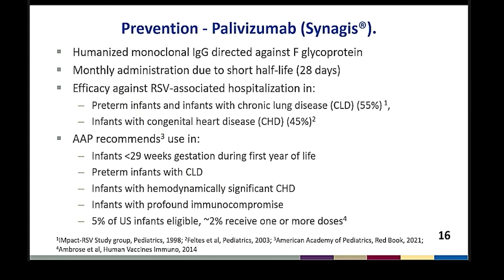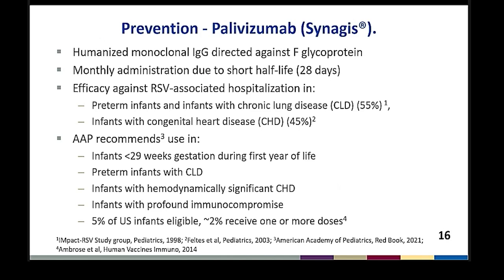Palivizumab, also known by the trade name Synagis, is the only RSV prevention product currently licensed in the United States. It is a humanized monoclonal IgG antibody targeting antigenic site 2 of the F, or fusion, glycoprotein. It requires monthly administration due to its short half-life. Initial clinical trials demonstrated 55% efficacy against RSV-associated hospitalization in preterm infants and infants with chronic lung disease, and 45% efficacy against RSV-associated hospitalization in infants with congenital heart disease.